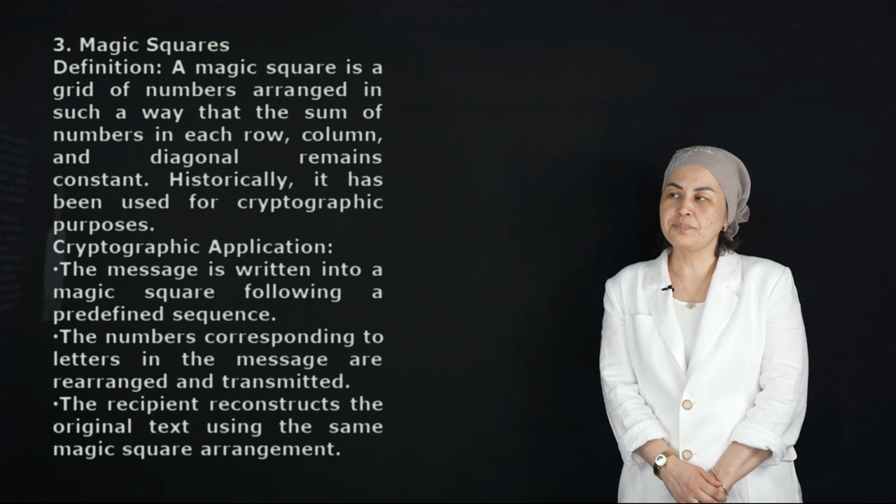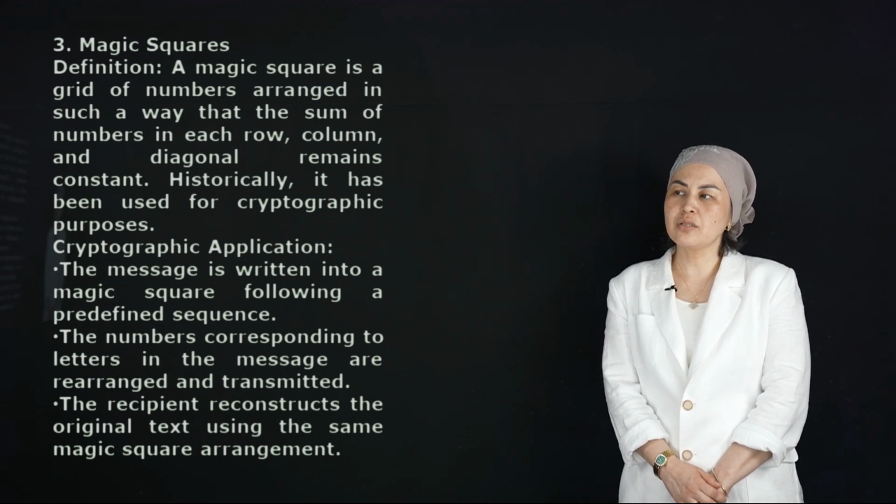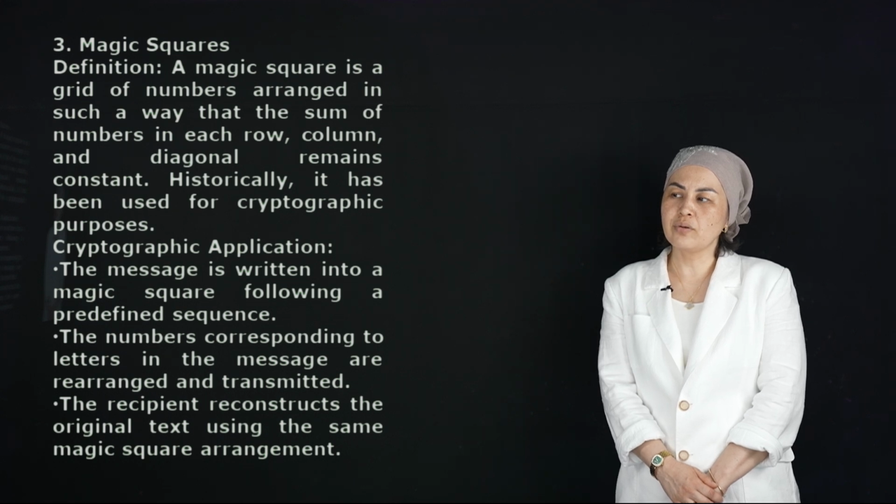Cryptographic application. The message is written into a magic square following a predefined sequence. The numbers corresponding to letters in the message are rearranged and transmitted, and the recipient reconstructs the original text using the same magic square arrangement.